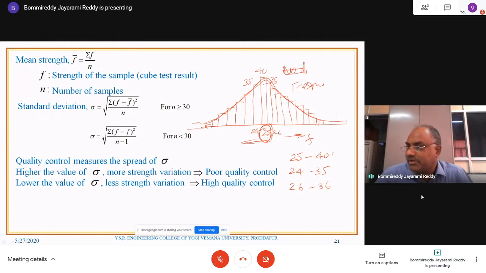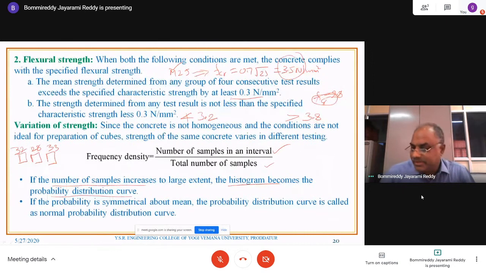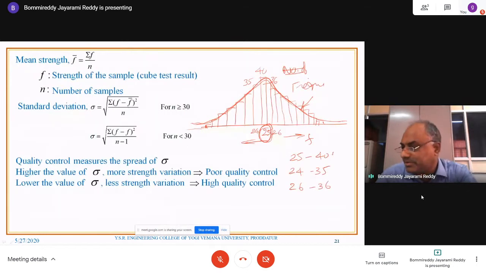And if you plot a histogram by considering a large number of samples, and join a smooth curve through the center of all these points of the histogram, this is called the probability distribution curve. And this curve is called the normal distribution curve, that we will see a little later. The probability is symmetrical about the mean. The probability distribution curve is called the normal probability curve.